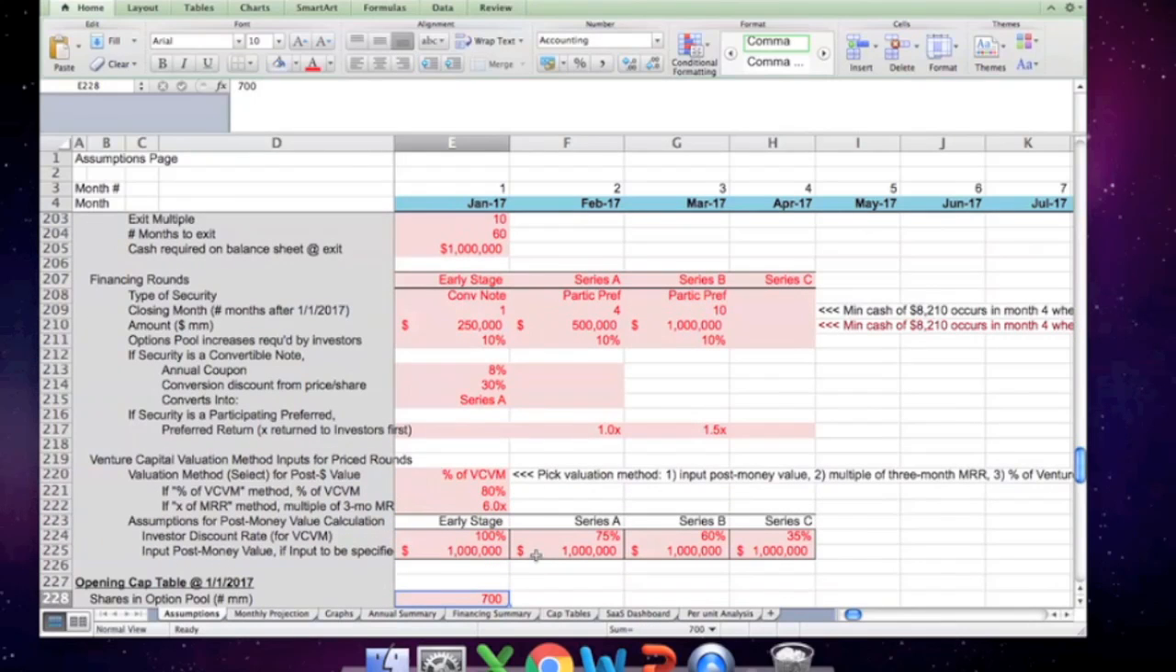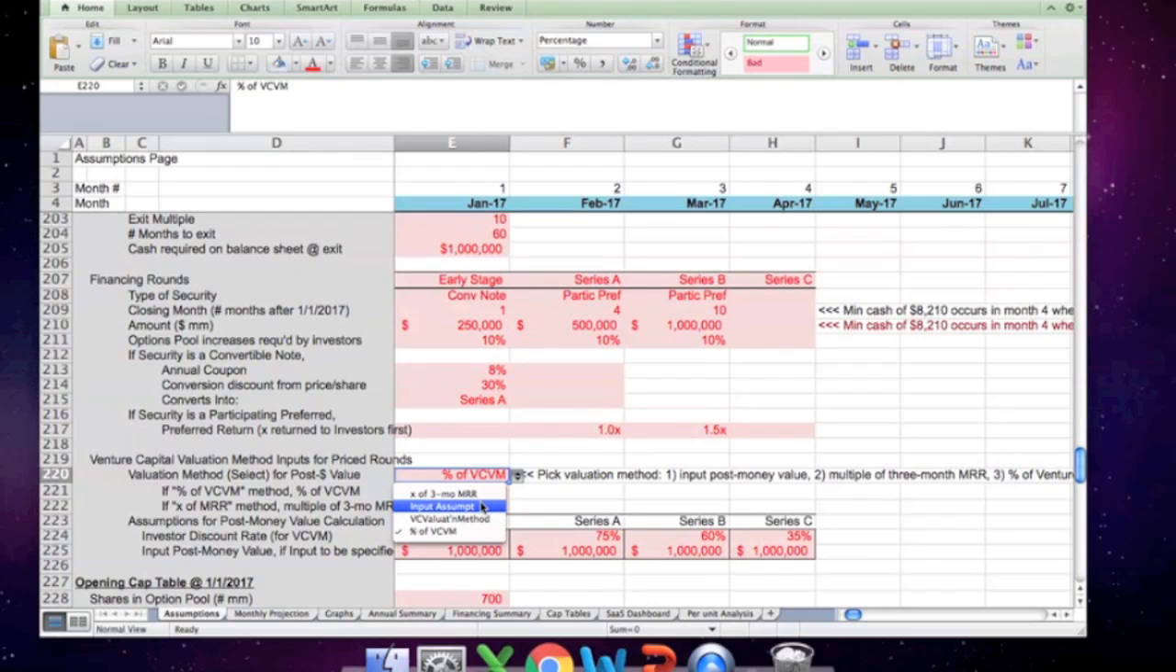There are several methods for estimating the valuation of the business in the price rounds, which in this case are the Series A and Series B. The model gives you 4 methods. One is the annual multiple of the 3-month average MRR, which is a common SaaS model. In this case, the MRR is so low in the early months that that's not the way we want to value the model.